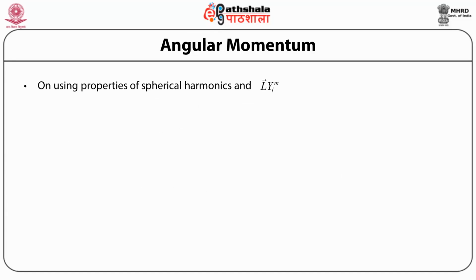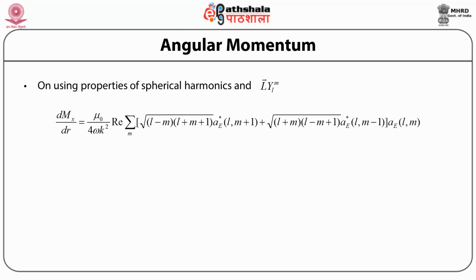On using properties of spherical harmonics and n vector into Y l m, we have dMx by dr equals mu naught by 4 omega k square into the real part of the summation over m of [under root of (l minus m) into (l plus m plus 1) into a_E conjugate as a function of l and m plus 1, plus under root of (l plus m) into (l minus m plus 1) into a_E conjugate as a function of l and m minus 1] whole into a_E as a function of l m.